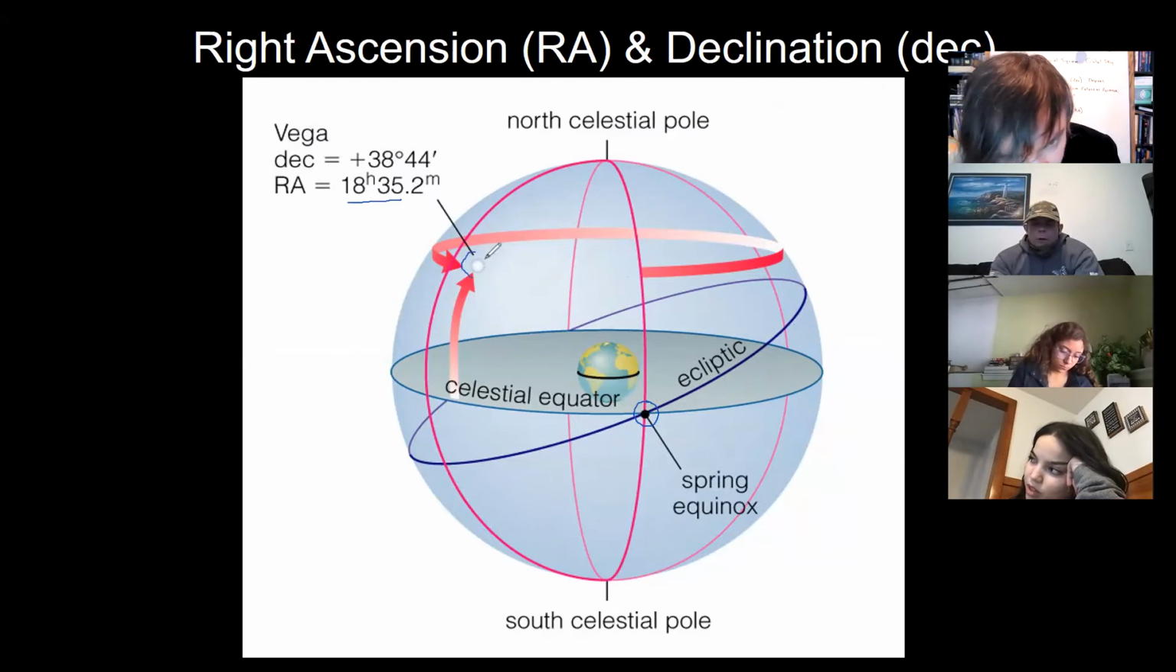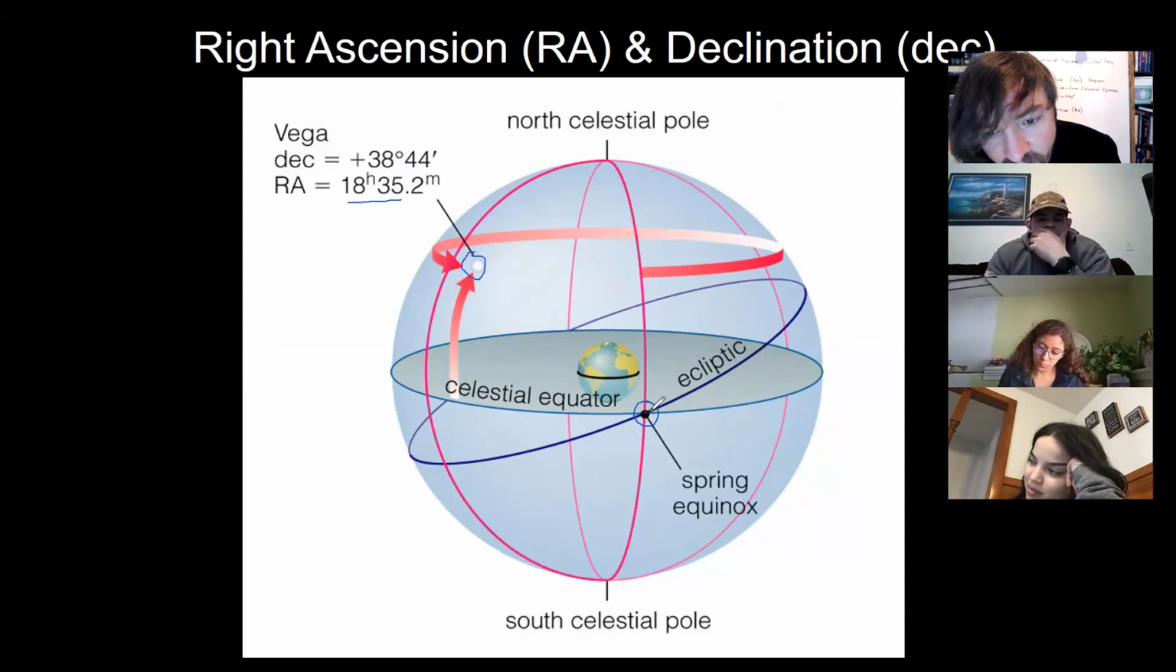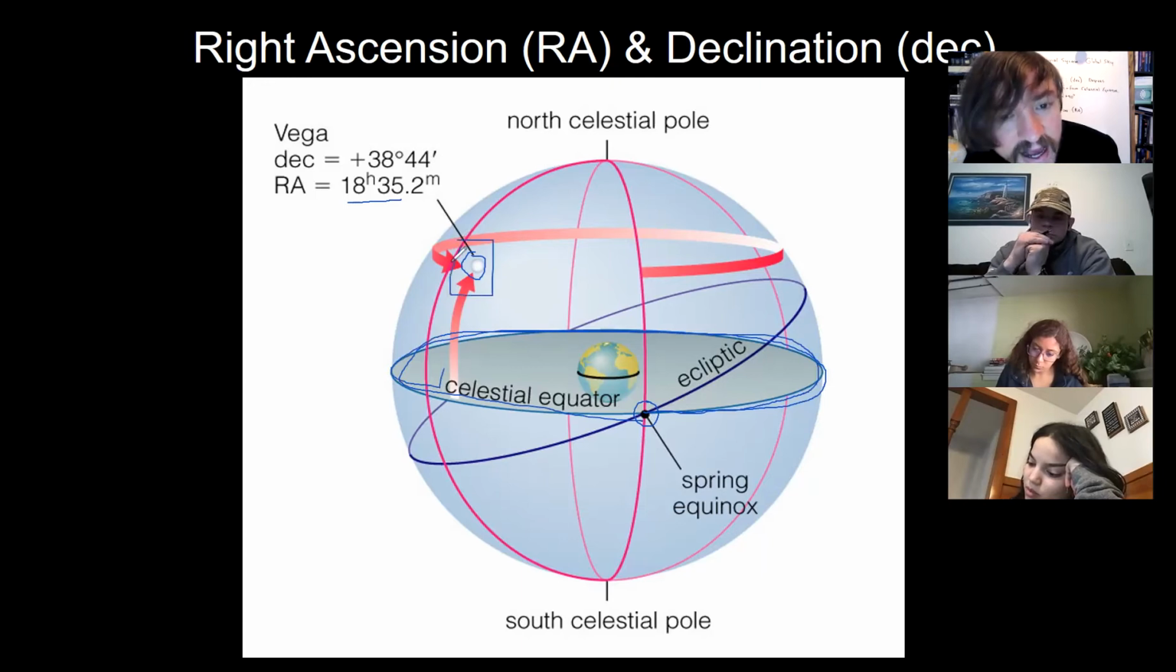So for this star here, its right ascension would be, if this is 0 hours, we go all the way around the clock in 24 hours. So you can see, since they've gone about this far around the sky, it's about 18 hours and 35 minutes. So remember that we define eastward as counterclockwise in space.